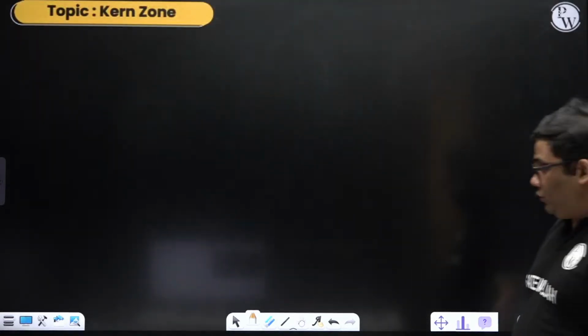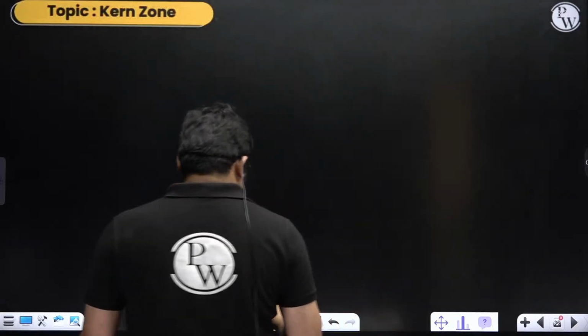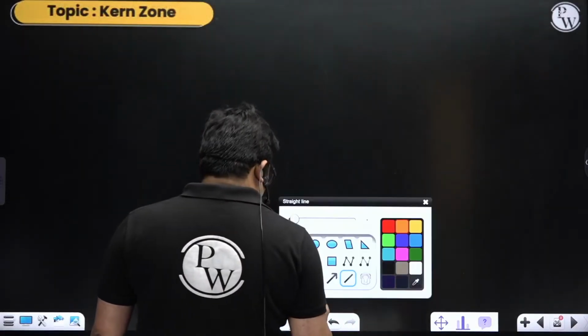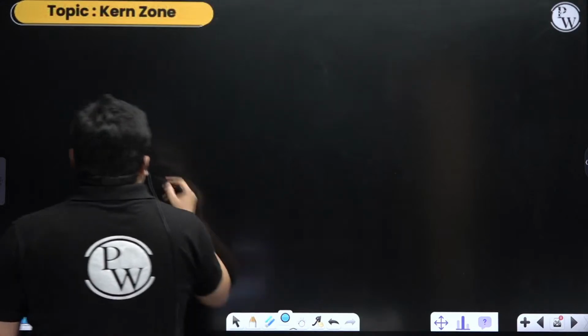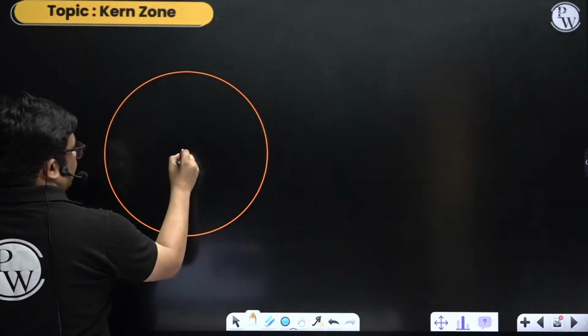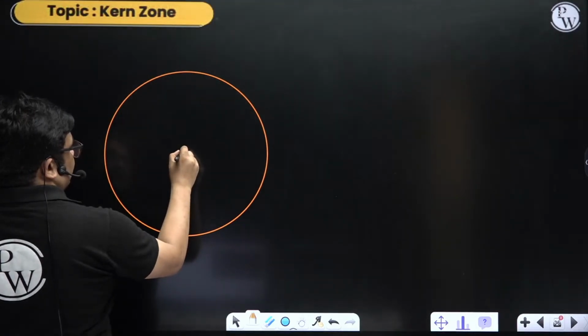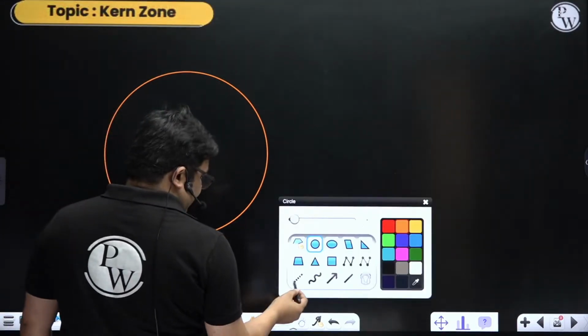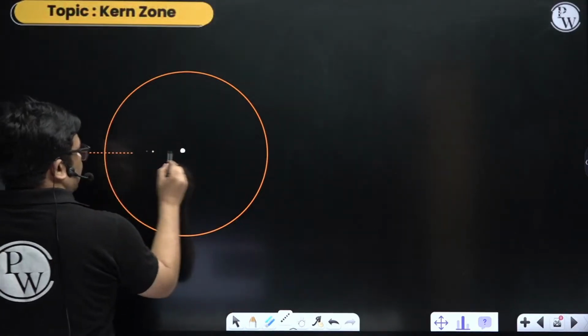So this leads us to the concept of the Kern zone. What is the Kern zone? I'll tell you. Suppose I take a circular area. This is the center. And suppose I draw both the axes. Let me draw both the axes.